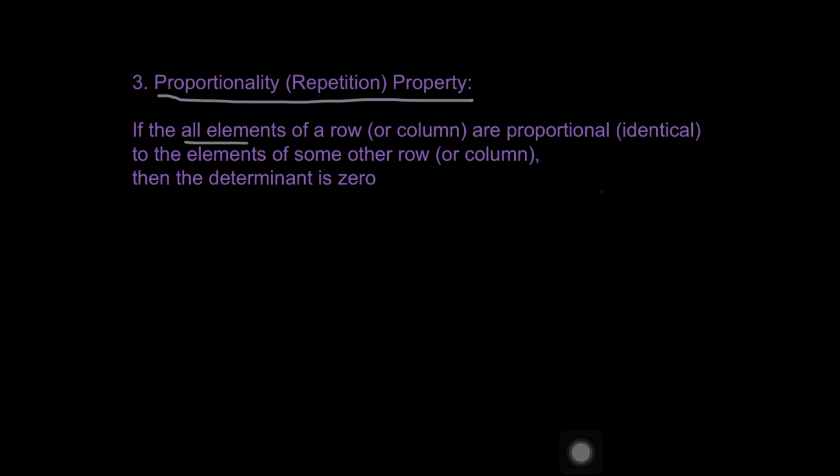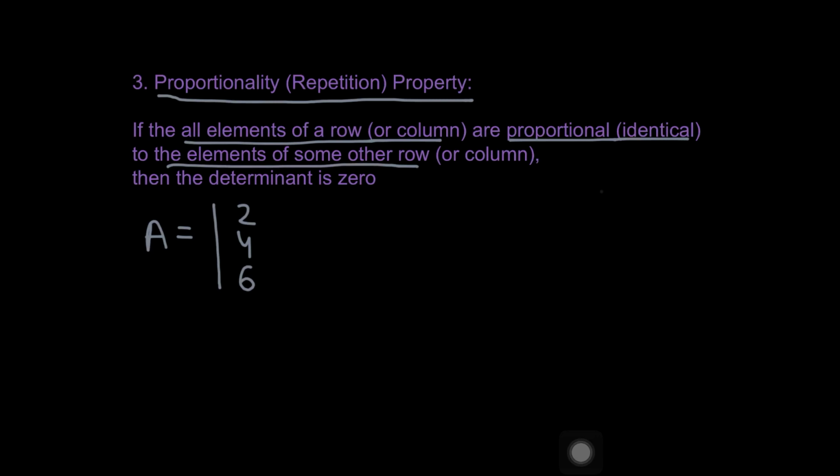Next one is the proportionality or repetition property. The repetition property means if all the elements of a row or a column are proportional or identical to the elements of some other row, then the determinant is 0. Let's see an example of it. Suppose you have A, one of the rows is 2, 4, 6, and another row is 1, 2, 3, and the other row is 1, 0, 1, 1. Now you can see this row is twice of the other one. So in this case, the determinant will come out to be 0.